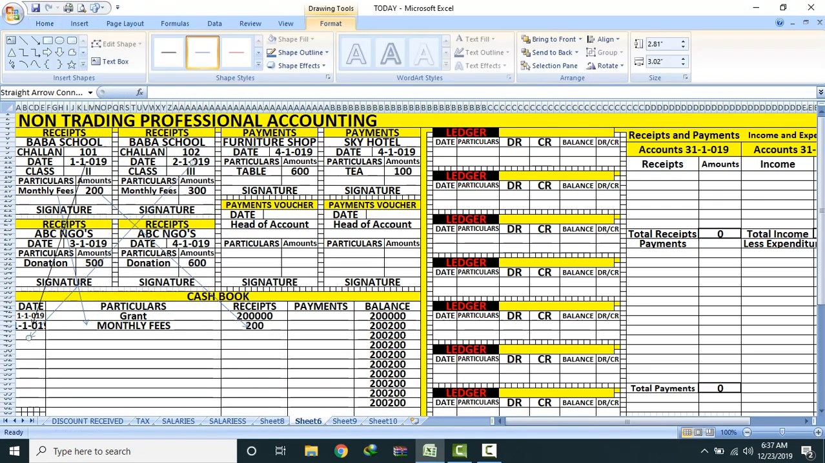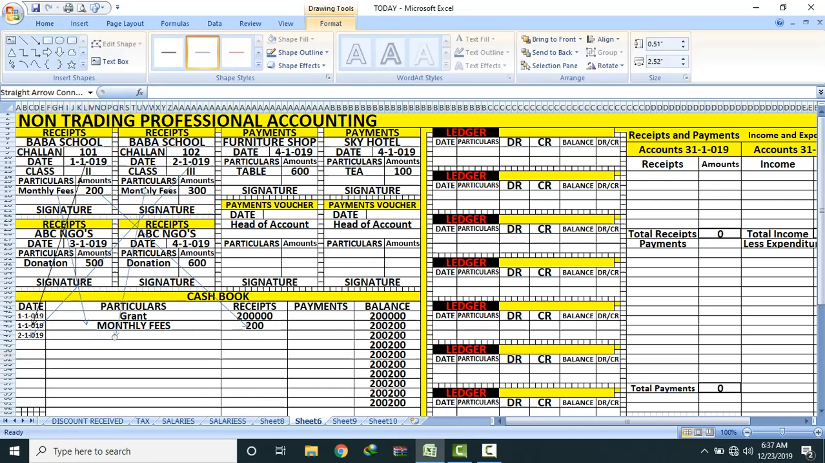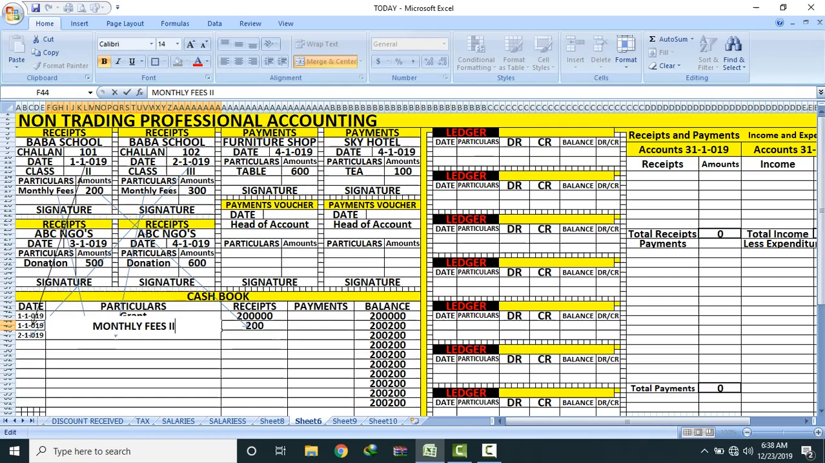Second debt here, 2109, and monthly fees class 2 and monthly fees class 3. This amount right here, 300.